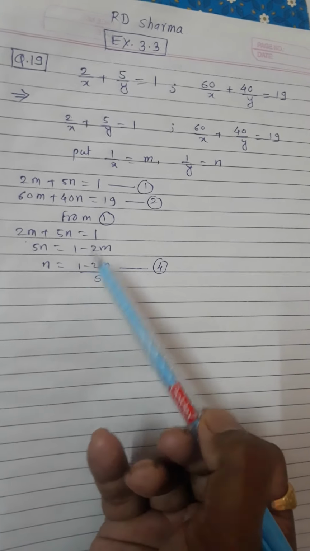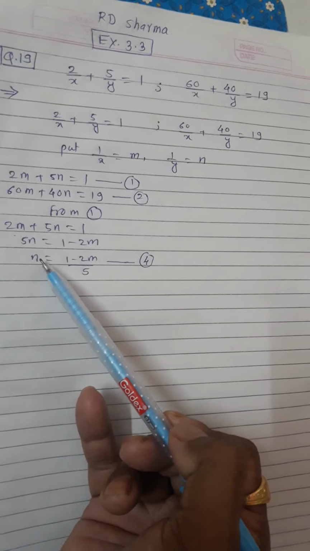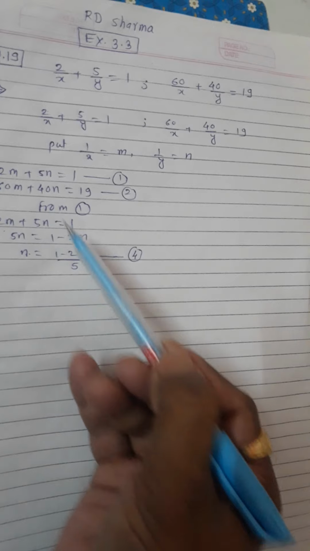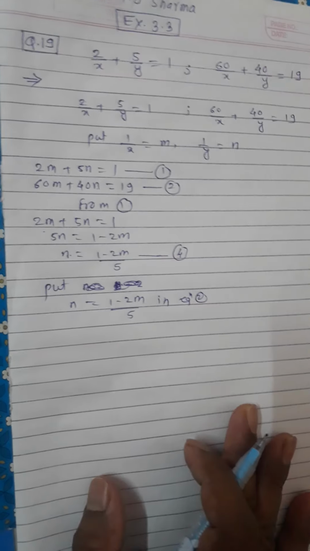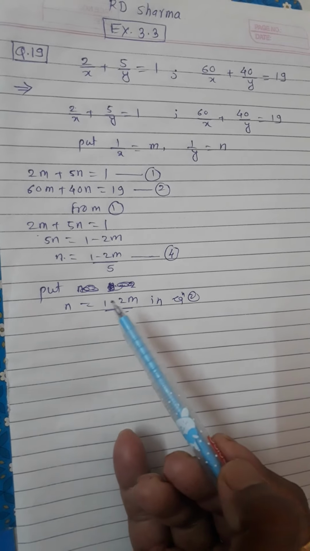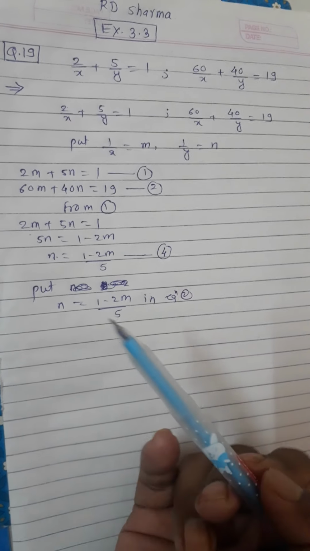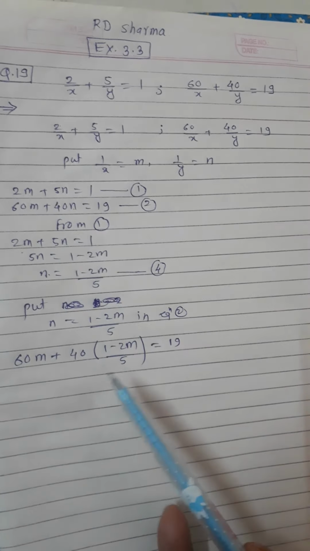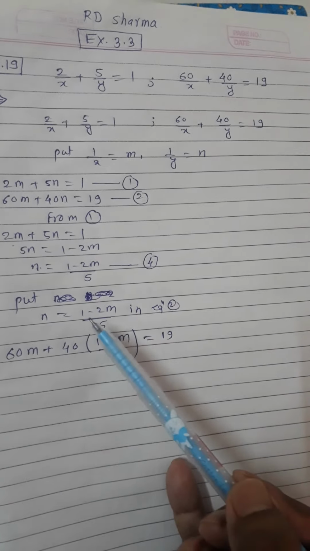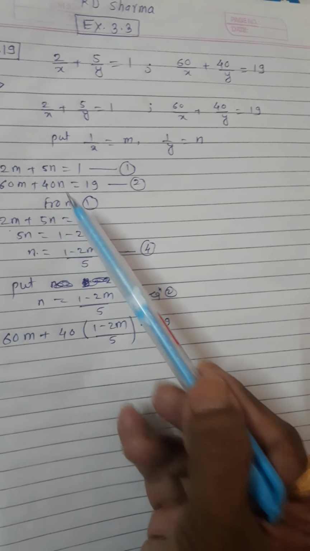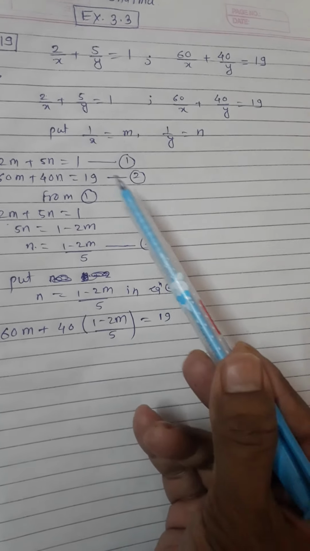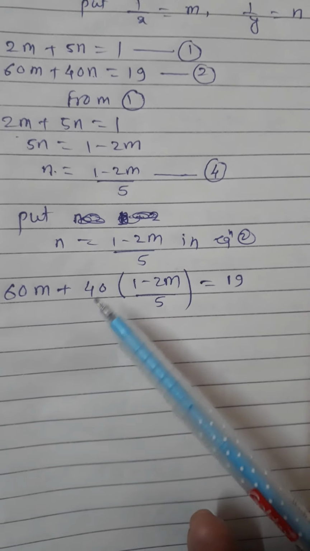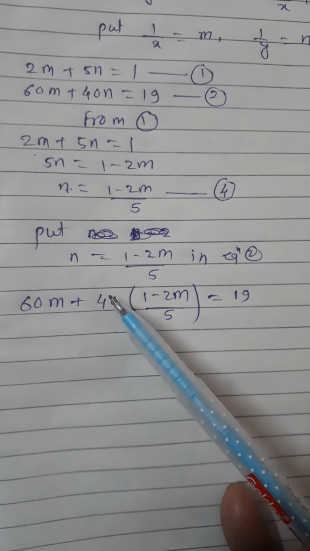So we are finding the value of n from equation number 1. So use this value in equation number 2. So put n is equal to (1 minus 2m) by 5 in equation number 2. Therefore it becomes 60m plus 40 and the value of n is (1 minus 2m) by 5. So replace this n by (1 minus 2m) by 5 and it is equal to 19. Here this 40 is divisible by 5. 5 8s are 40.